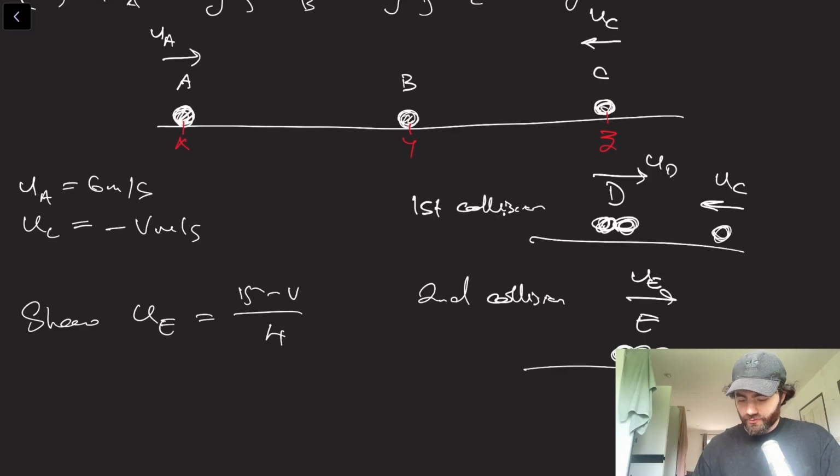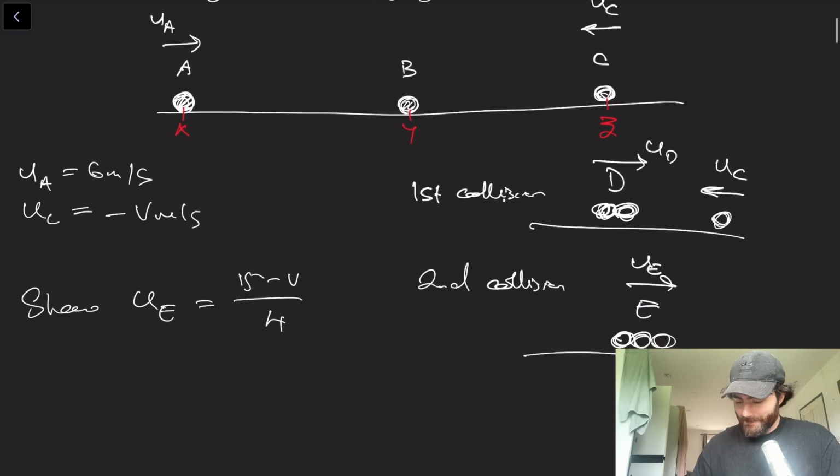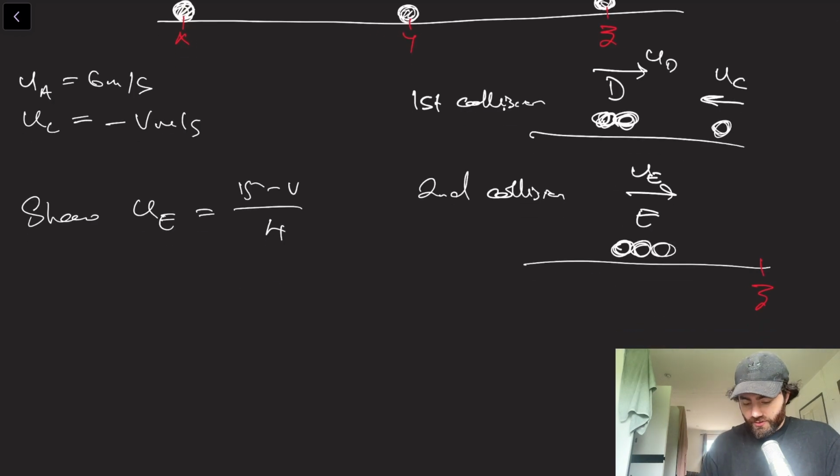Okay, so how do we do that? Well, this will be conservation of momentum. So first, we need to find what the initial speed of D is. We already have the speed of C, and so then we can find the speed of E by conservation of momentum. So first, number one, we need to find what U of D is. What is U of D?